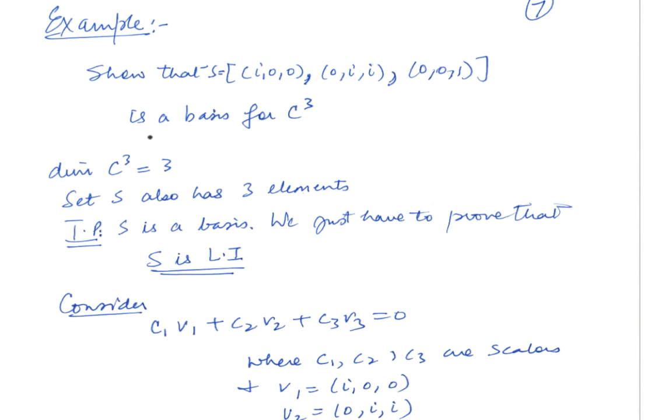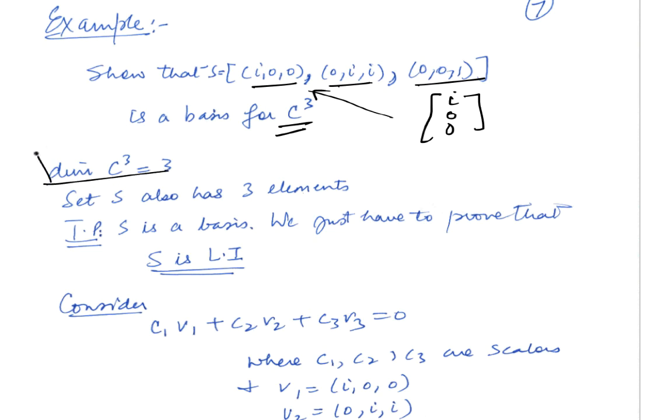So we would like to show that the set S, which consists of complex vectors, is a basis for C3. Now C3, remember, should have three components in each vector, so 3 rows: (i, 0, 0). Just making my life simple and saving some space, I'm going to write it like a row vector. Now, the dimension of C3 we already know is 3 from our previous slide.